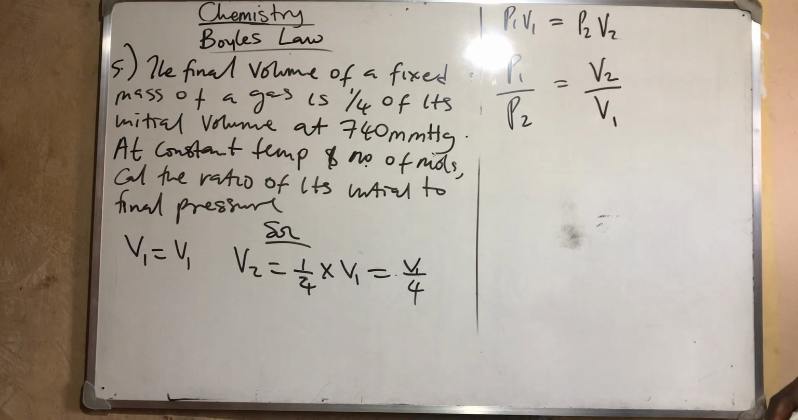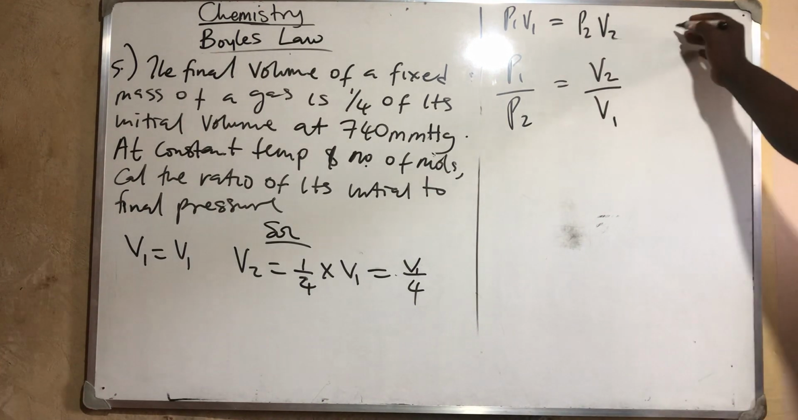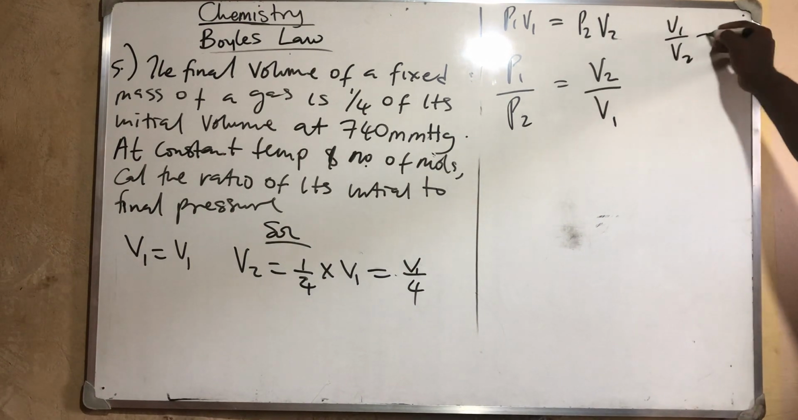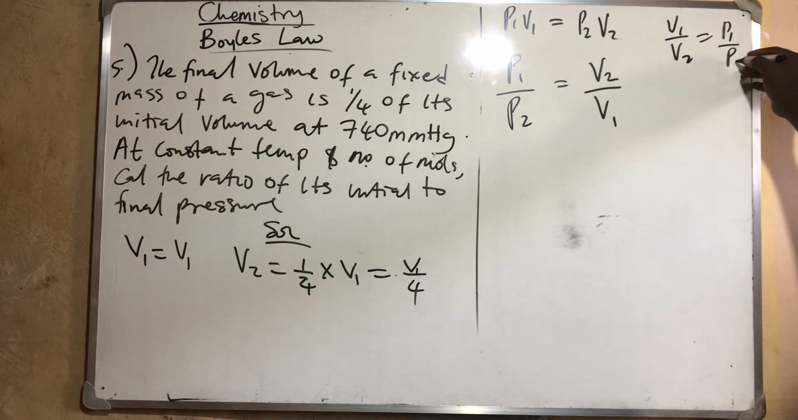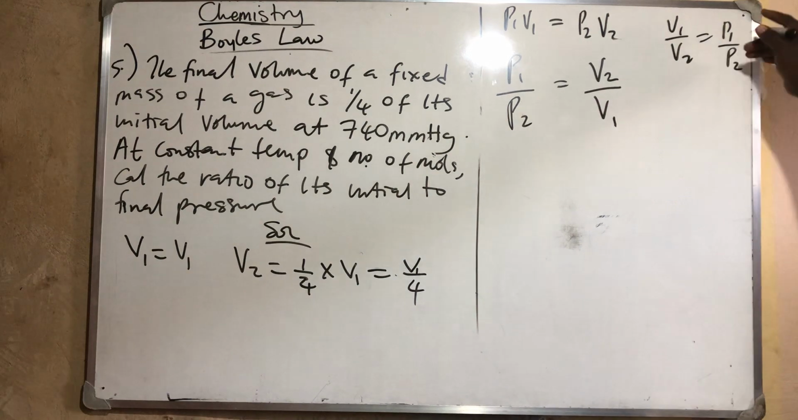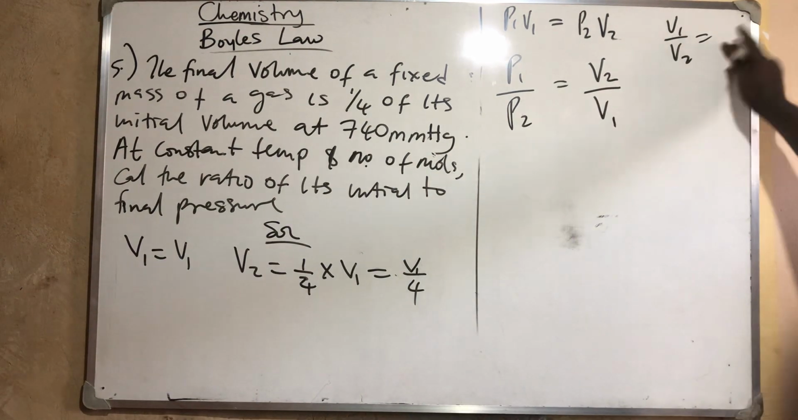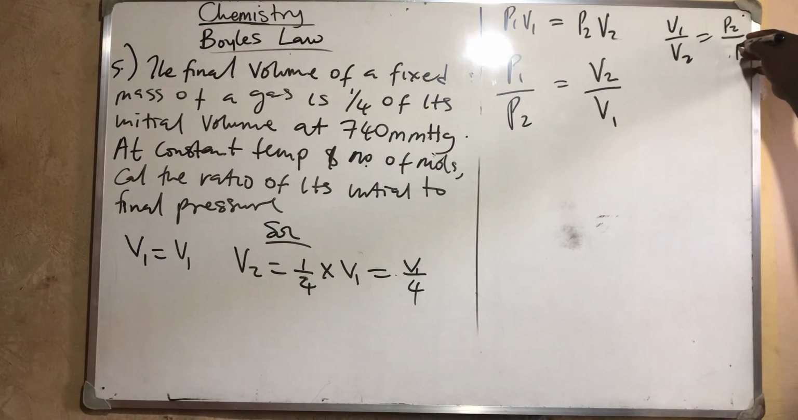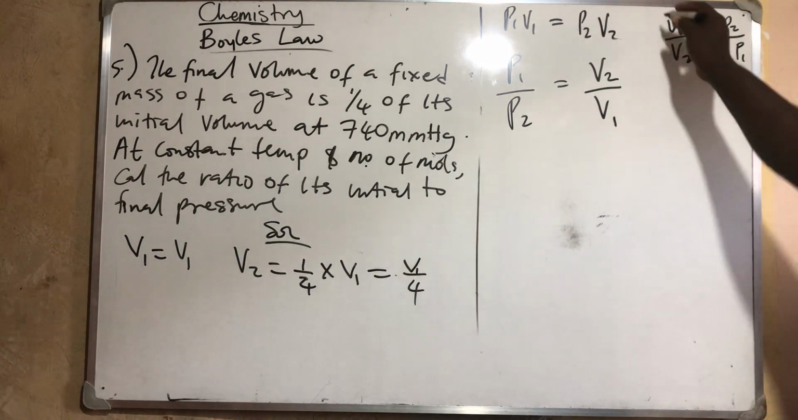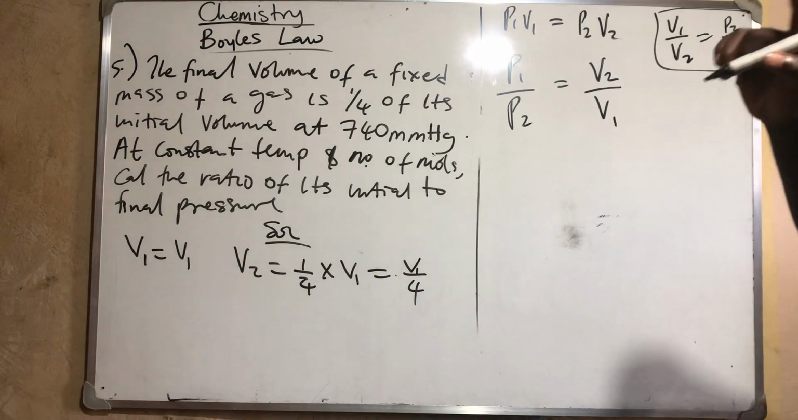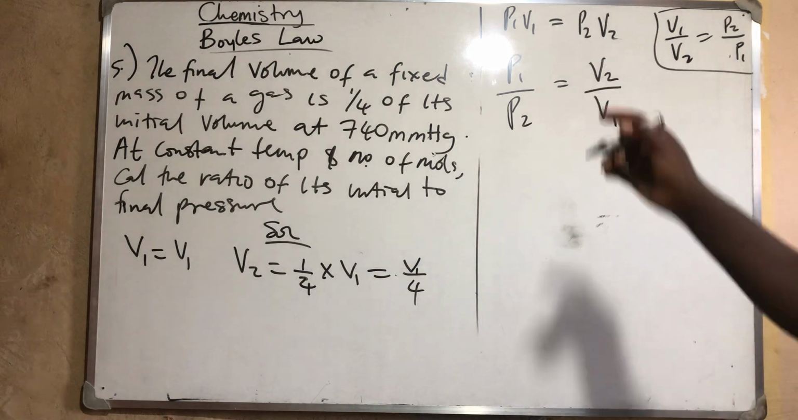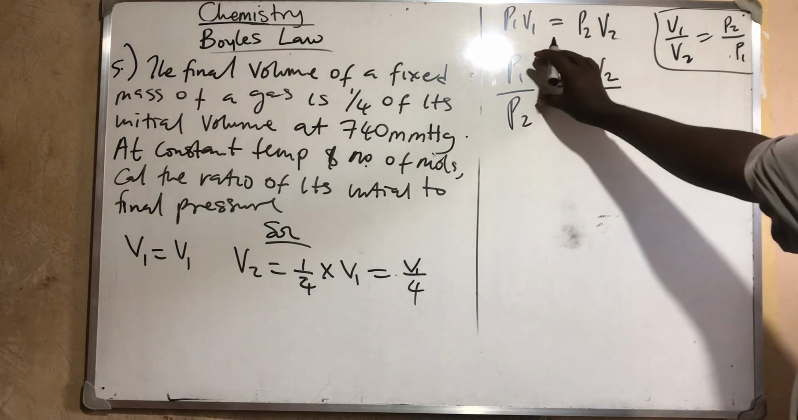Please, the other formula I gave, V1 over V2 is equal to P1 over P2, is very wrong. If this one is like this, then P2 should come up so that P1 will be down. So please note this, please. That thing I gave there is very wrong. So that is how it's supposed to be if you want to get their ratio.